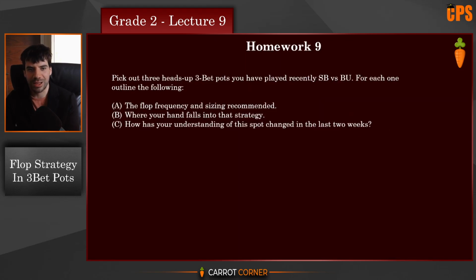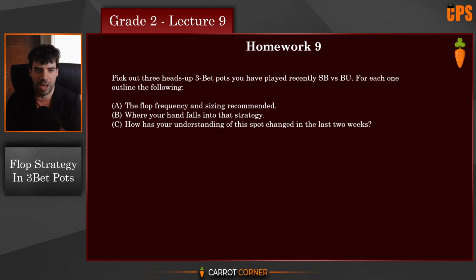For this week's homework, I'd like you to look at your own hands. We've discussed plenty of these examples, so I don't think you need any more classroom spots from me, so why not go into your database and try to pick out a hand where you've played small blind against button as small blind in a 3-bet pot. When you find the hand, have a look at the flop frequency and sizing recommended. Doing this 3 times would be good, but at least do it once.